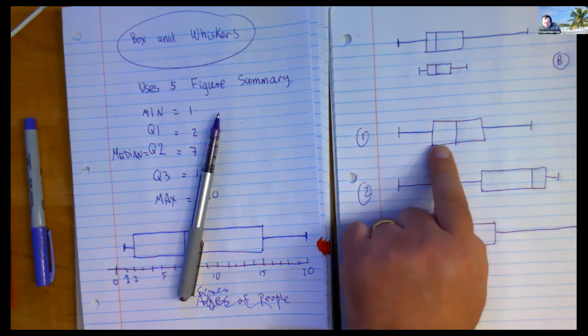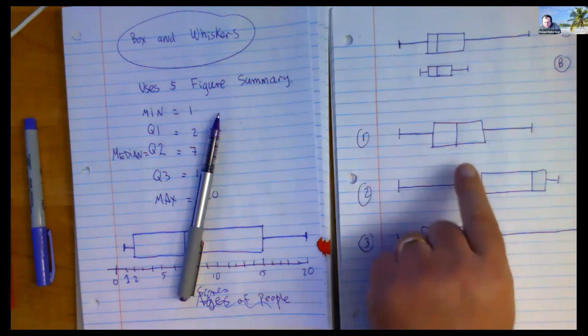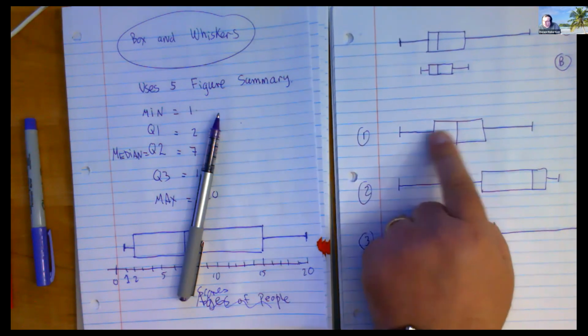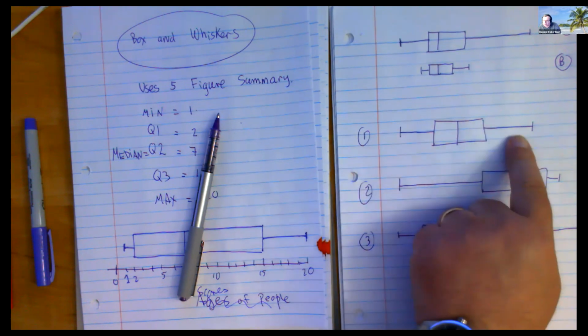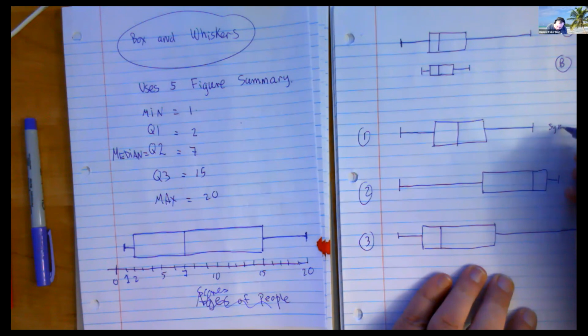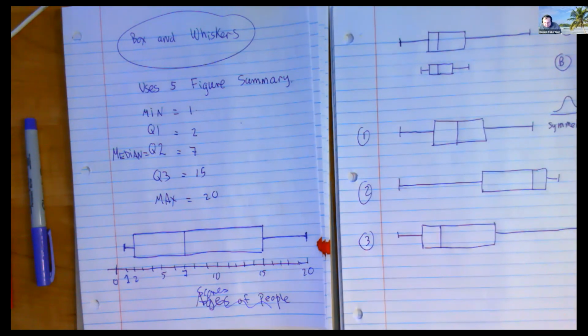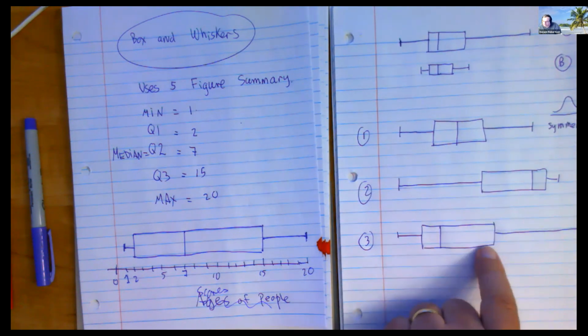So if you get a box plot that looks like it's been cut in half and the 2 boxes are equal, and the 2 tails are roughly equal, then you are very likely looking at symmetric data. In other words, it would look like that, right? Okay, one of these is skewed left and one of these is skewed right.